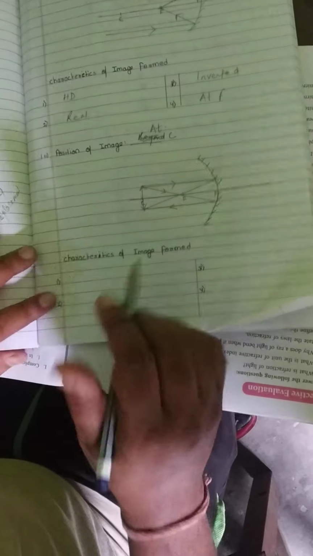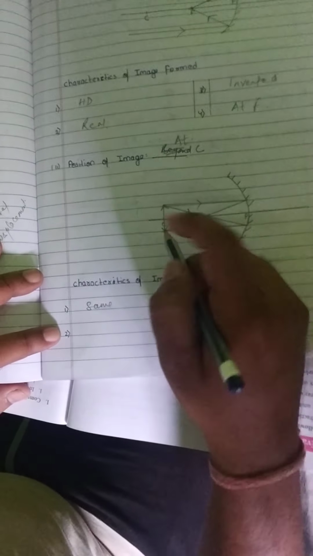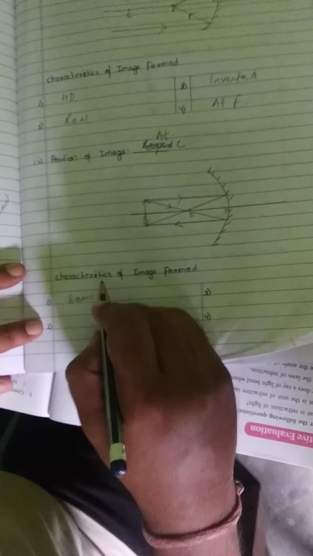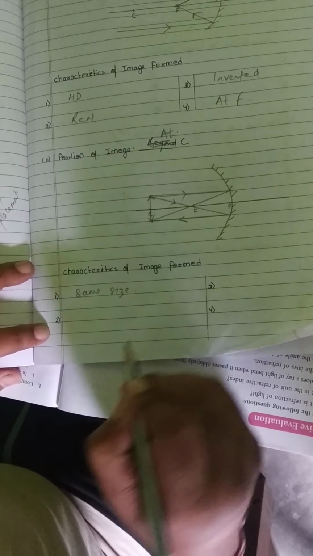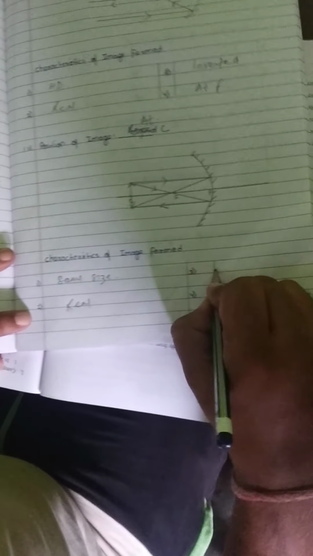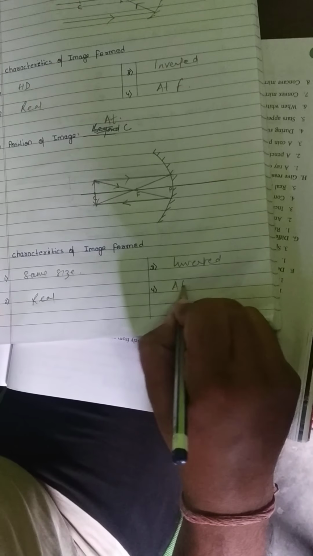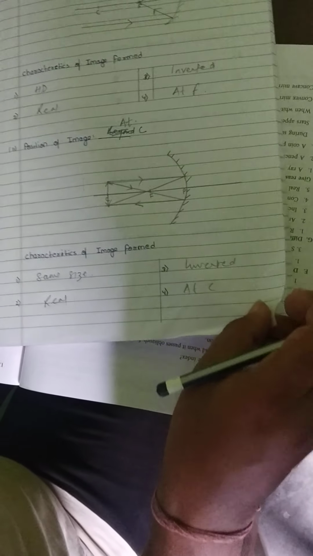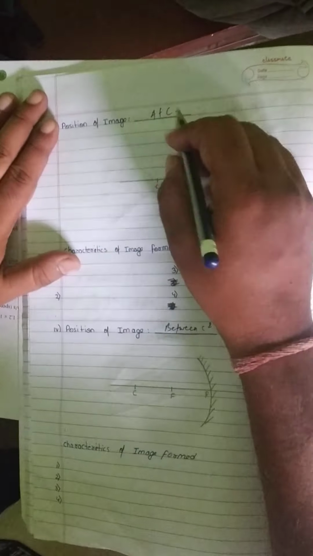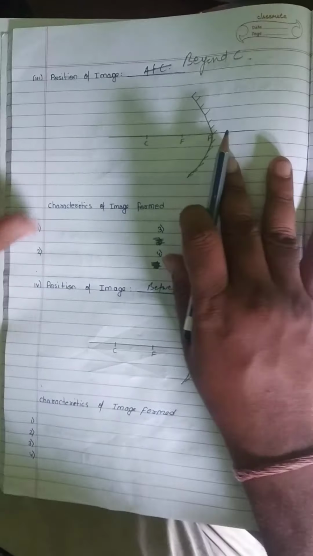If you look at the characteristics here, it is again of same size. If you see the size of the object and the image, it is the same size. Second one, it is real. Third, inverted. And last, where is it? At center of curvature. Let us take a third case. Since in the second case I took at C, this one let me take beyond C. What will happen if the object is kept beyond C?